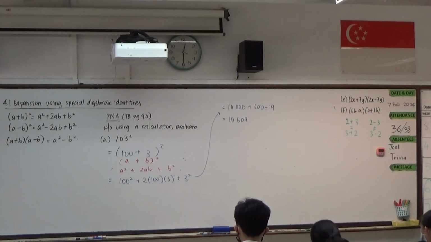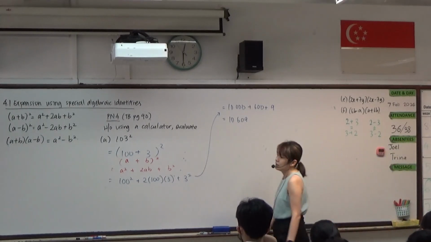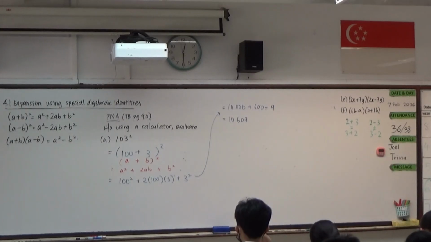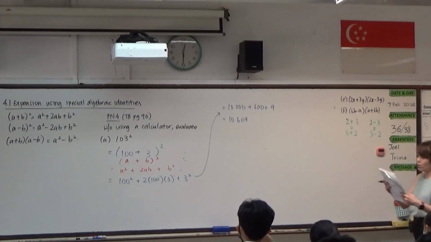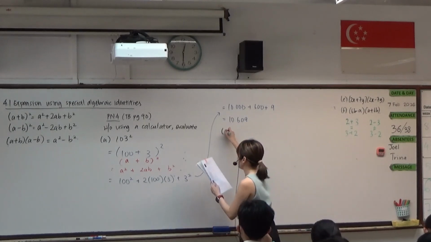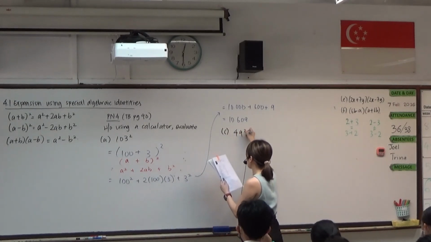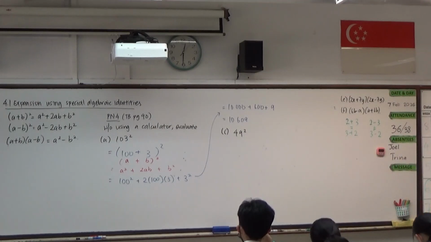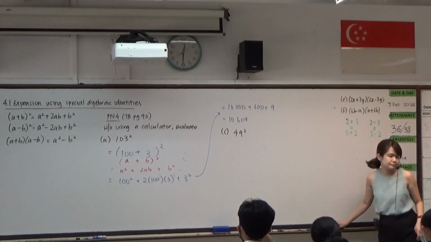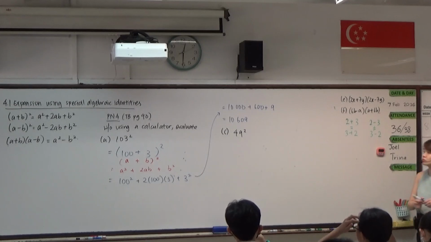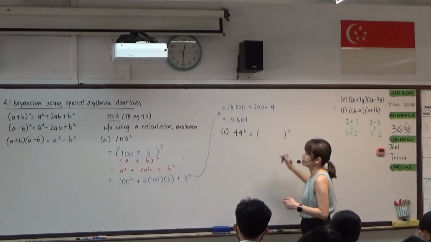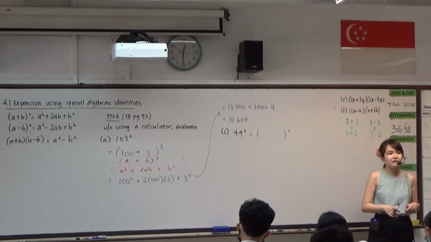Okay, questions? Right, let's look at another one. What if we have part C, 49 squared? How will you form 49 square? 49 square will be 50 minus 1.